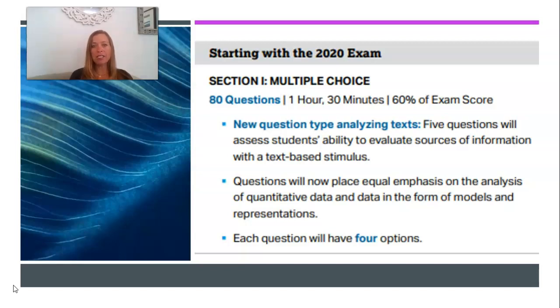In addition to that, there is a new change to the exam this year where there's going to be 5 questions about whether or not you can analyze the source of information in a text-based question. What that means is that they want to know if you can identify appropriate sources that will have reliable information, or sources that are going to probably be just opinion information.